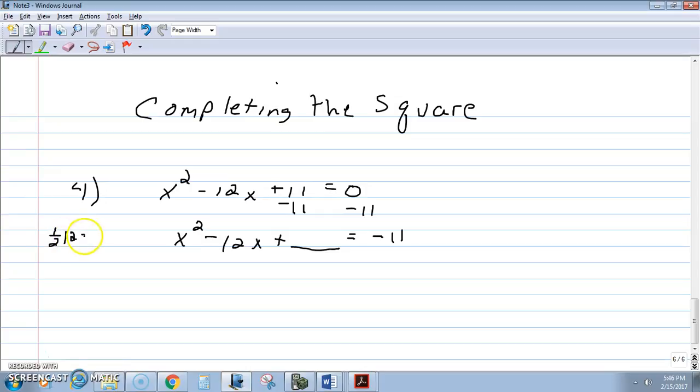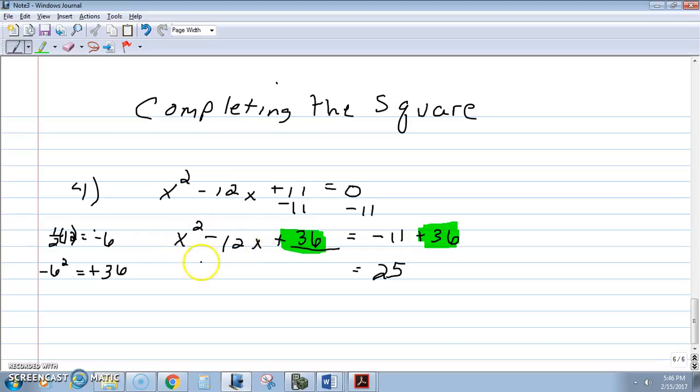Half of negative 12 is negative 6. And then negative 6 squared is positive 36. So I'm going to add that 36 here. What you do to one side, you have to do to the other, because I'm introducing a brand new value into the equation, right? I've got to balance out my equation. And this side then turns into positive 25. Okay. And this side, I can factor.